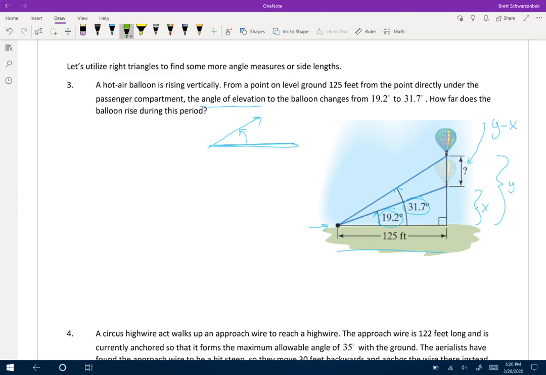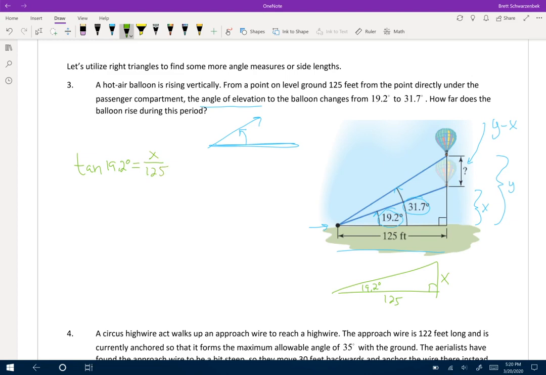So one of the things we want to take note of is I'm just going to redraw the lower triangle down there, which is 125 feet on this side, 19.2 degrees over here, and x. So if we look at that, we can clearly see we have a right triangle where we have an angle of 19.2 degrees. We have opposite and we have adjacent. So we should be able to use our tangent function of that specific angle, 19.2 degrees, and that should be equal to x over 125.